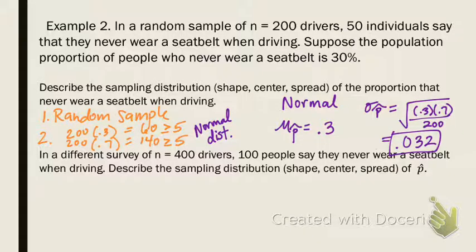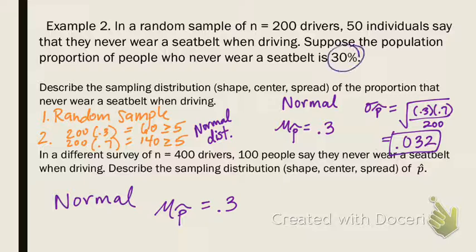Okay, for this one, it's now changing the sample size to 400. I'm not going to make you go through everything again because it's the same survey, so it's random. What is the only thing that changes? My n changes. So out of the shape, center, and spread, I know the shape is going to be normal. What is my center going to be? Still 0.3.